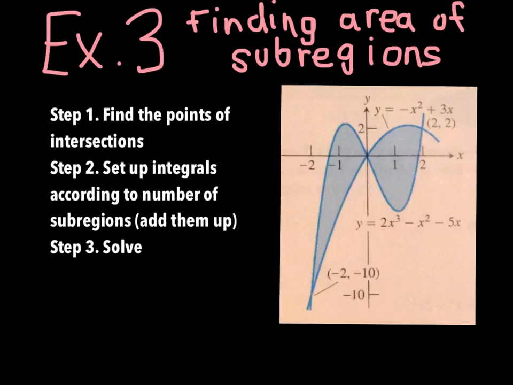Example 3. Finding area of subregions. Step 1. Find the points of intersections, which will be the bounds. Step 2. Set up the integrals of each subregion. Step 3. Solve either using the calculator or analytically. We can skip part 2 because we already know the points of intersection to set up the bounds.